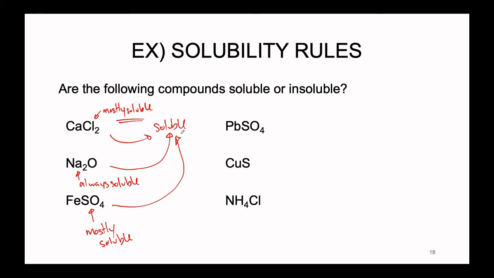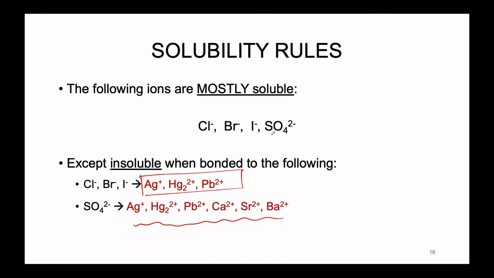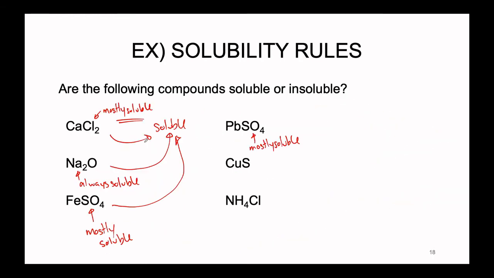All right, next we have another sulfate ion present. This is lead sulfate. Now lead sulfate, we are going to break down just as we have in the first 3 examples. Lead is not present on the always soluble list, and sulfate, again, is identified as being mostly soluble. So we have to observe whether or not lead is on the exceptional list for the mostly soluble ions, and sure enough, lead is right here. This means that even though sulfate is mostly soluble, this is going to be an exceptional case where the compound is going to be insoluble. Our lead sulfate will not dissolve. It is insoluble by definition.